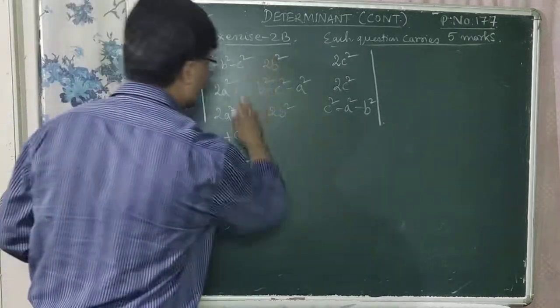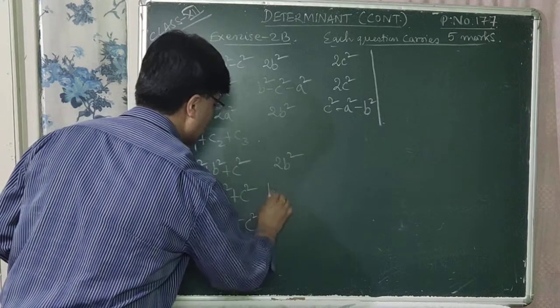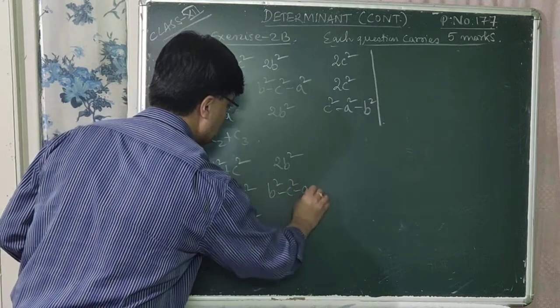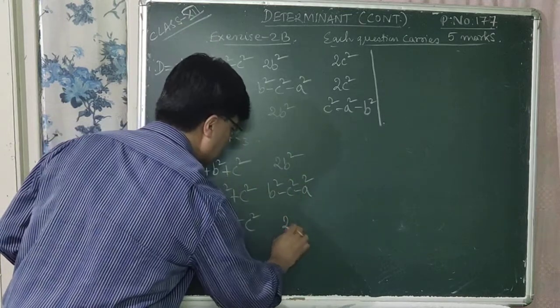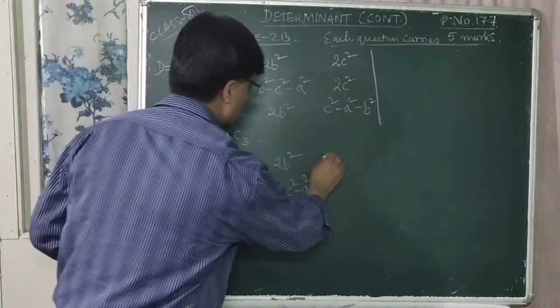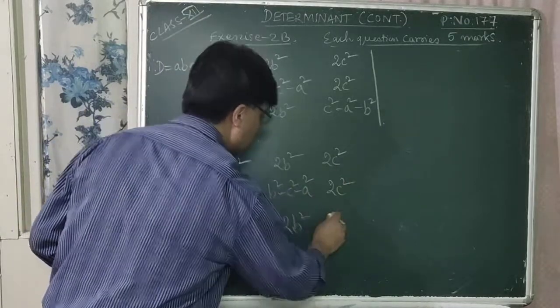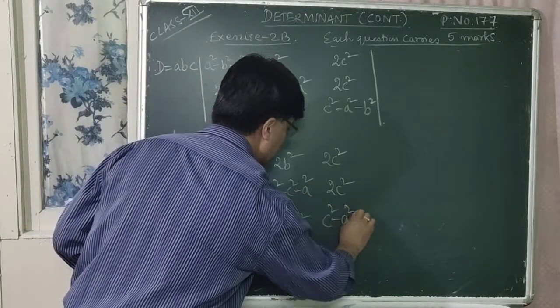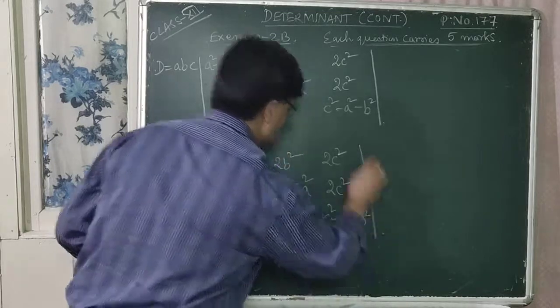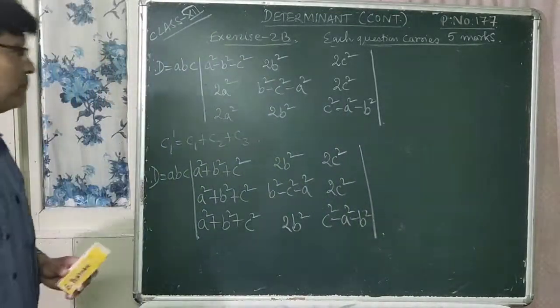So what is the second column? Second column remains same, 2b square, b square minus c square minus a square, and this is 2b square, right? Next, third column remains same, again here 2c square, and this is c square minus a square minus b square, right? So this is the determinant, okay?